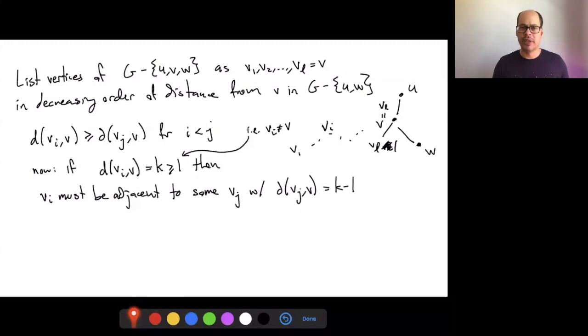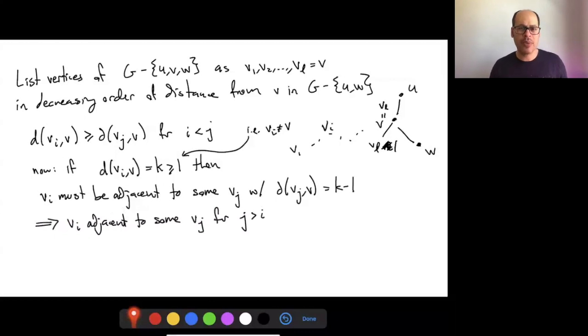Because if you think about it, your vi has some distance away, so there's some minimal path of that particular length k connecting vi to v. And as you follow that minimal path, the remainder of that path is also a minimal path. So the first step along, you'll get something that's distance k minus 1 away, et cetera. And then that has to have a higher index. Okay. So what does that tell you?